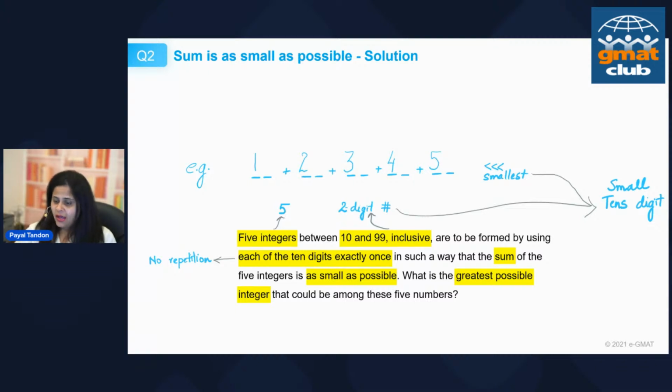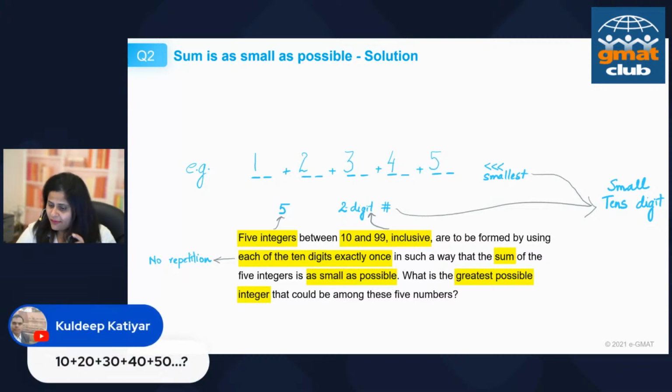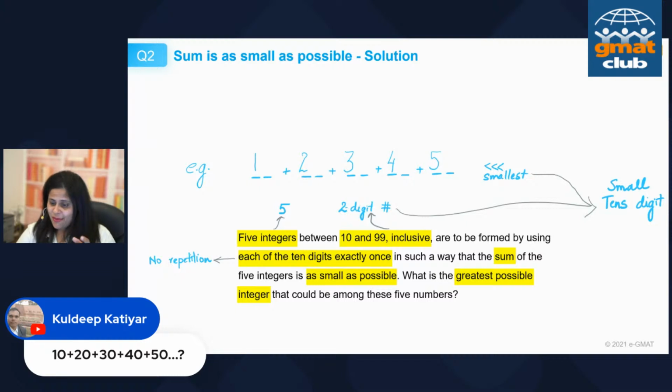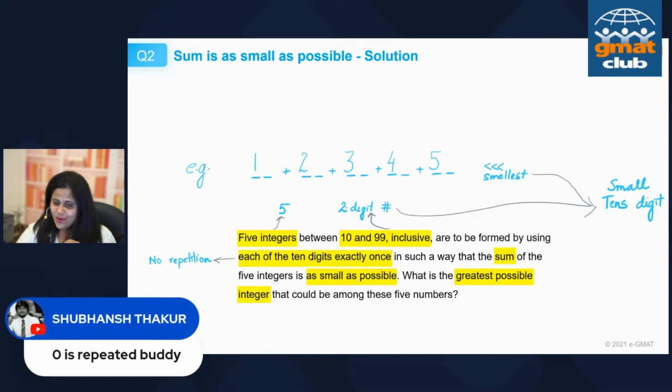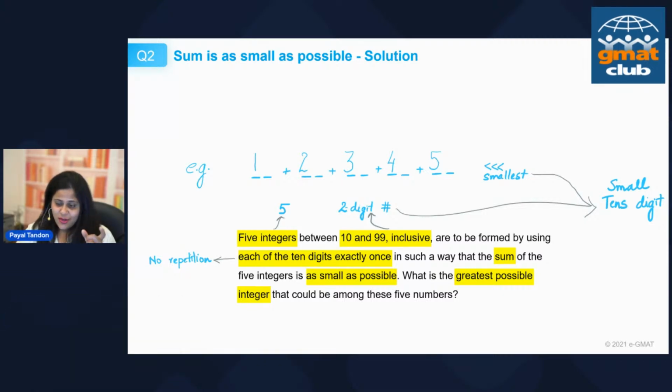Okay. Kuldeep, you have missed a certain constraint. Remember, yes, thank you, Subhansh, we can only use one digit once, right? So you can either use 0 with 1 or you can use 0 with 2, right? But you cannot use 0 all the way.